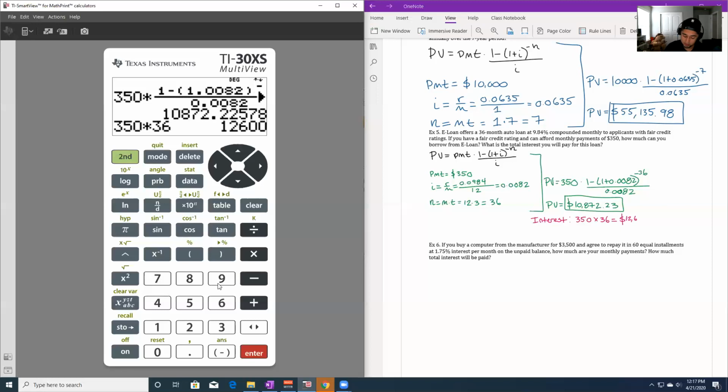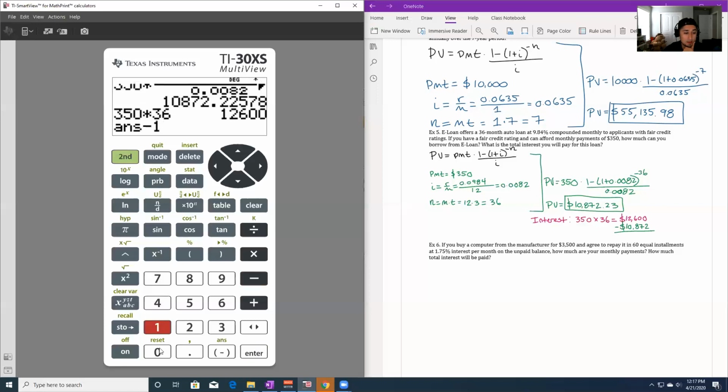So for this loan we can borrow, we'll actually end up paying back $12,600, which means if you subtract the original loan amount of $10,872, I'll leave the change off, so I'll just say minus 10,872, we'll end up paying back $1,728 more in interest. So there's our interest. Loans, oh, it's crazy. All right. Excellent. Okay. Next one.